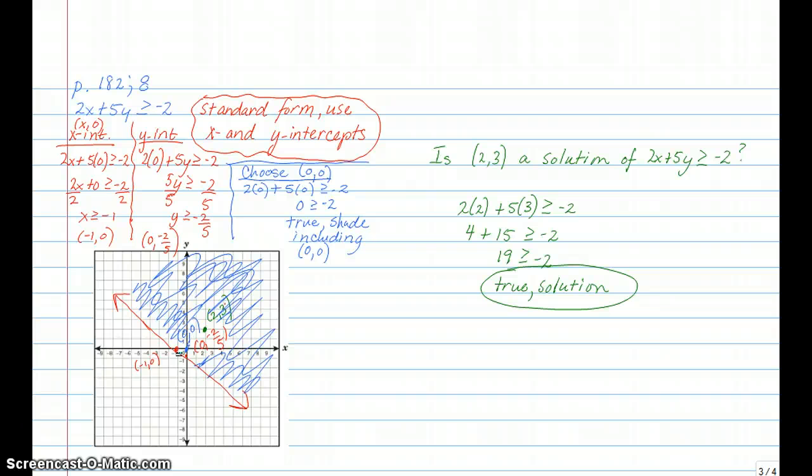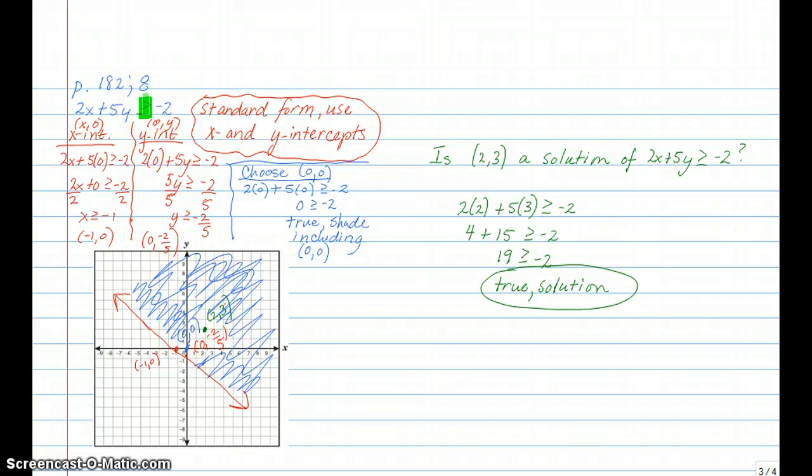Then your y-intercept is going to be 2 times 0, because your x will be 0, and then plus 5y is greater than or equal to -2. 5y is greater than or equal to -2. Divide both sides by 5. You end up with y is greater than or equal to -2/5. So it's 0, -2/5 right there. It's a solid line because your inequality has an equal to sign on it.